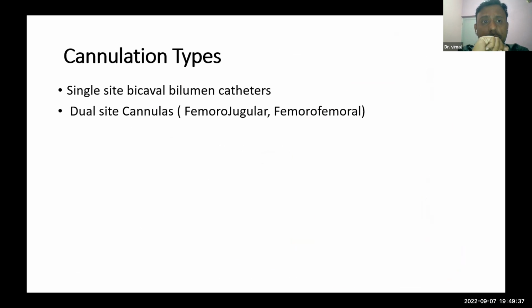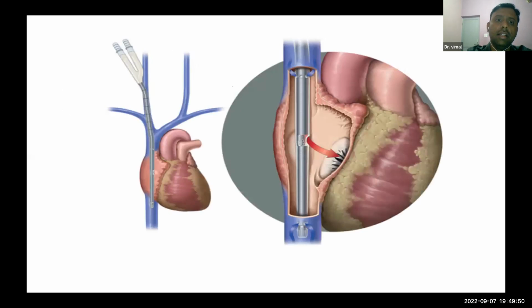So now the most favored one is the single site bicaval bilumen catheter, and also dual site cannulas, which are routinely used across the world. We quite commonly use the dual site cannulas. Now let's understand the single site bicaval bilumen catheters.